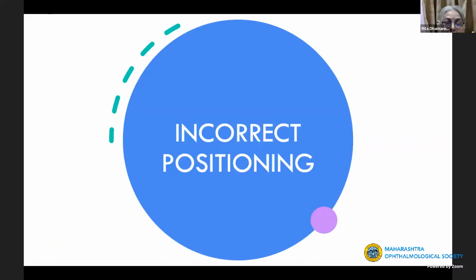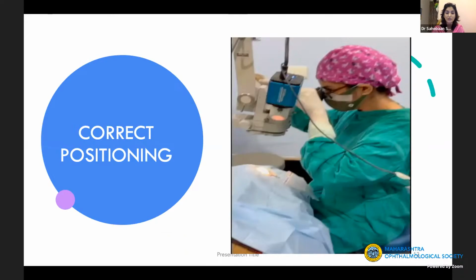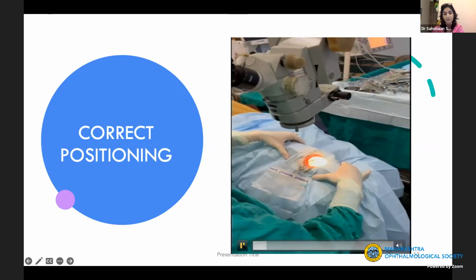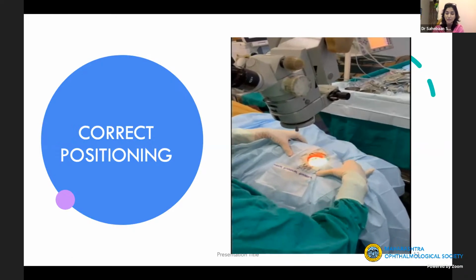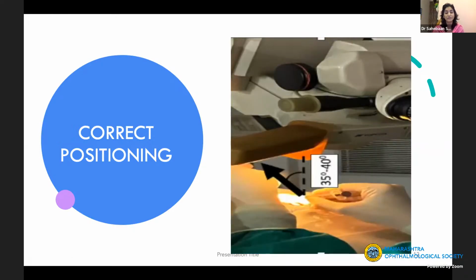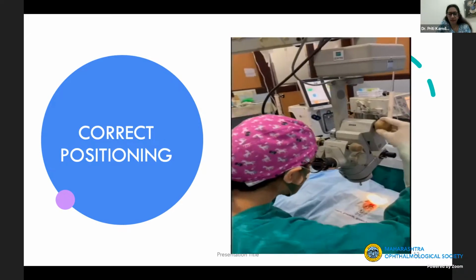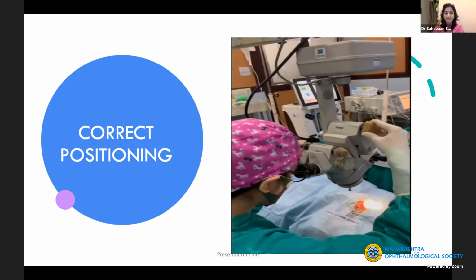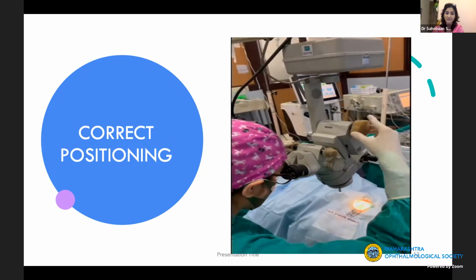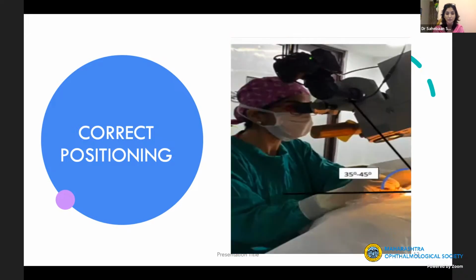Also very important, when we're beginning with a new procedure, is the correct positioning of the patient. The correct positioning of a patient in MIGS is to turn the head away from the surgeon, 35 to 45 degrees away. So you're sitting on the temporal side and the head of the patient is turned away from you, and the microscope is tilted 35 to 45 degrees towards you.